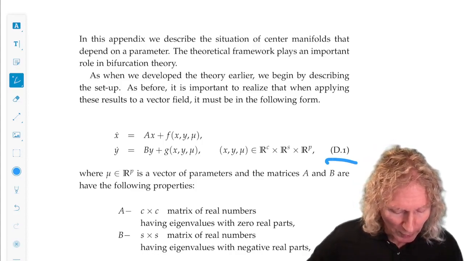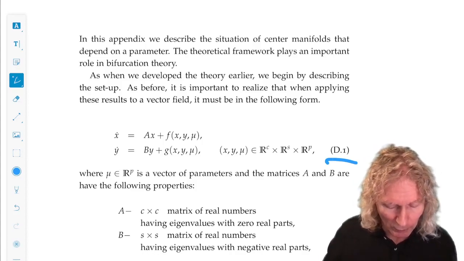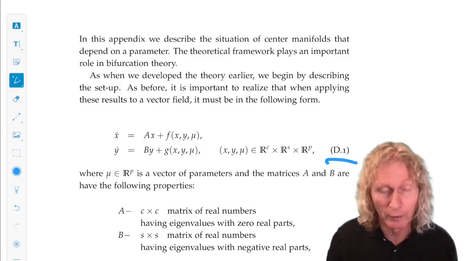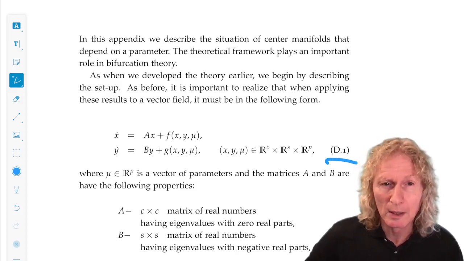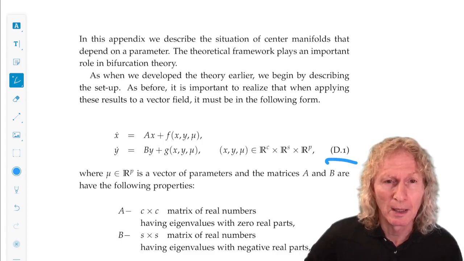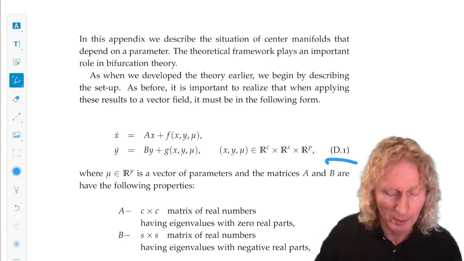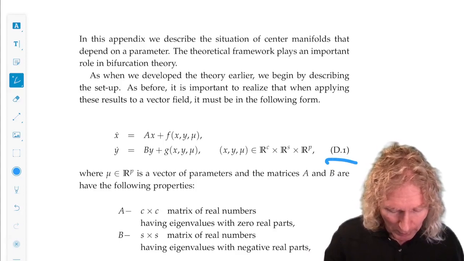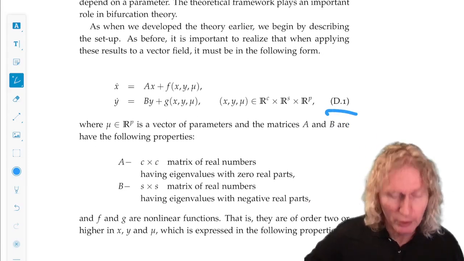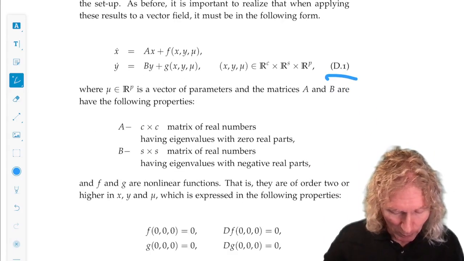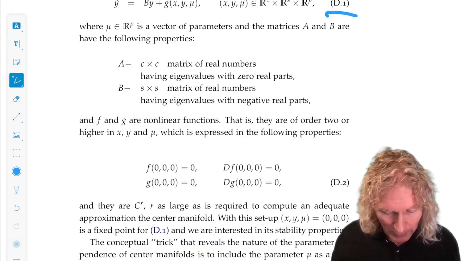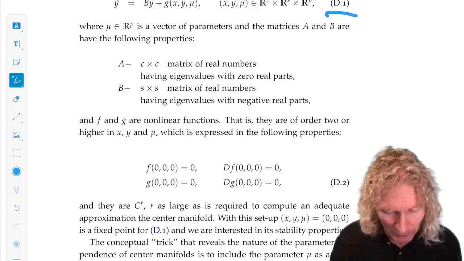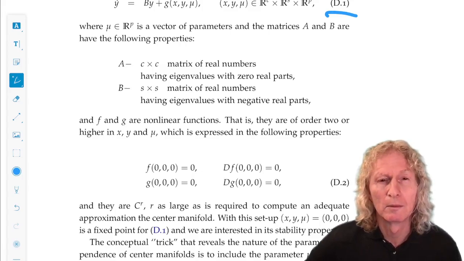So the usual assumptions: A is a c by c matrix of real numbers having eigenvalues with zero real parts. B is an s by s matrix of real numbers having eigenvalues with negative real parts. F and g are the nonlinear functions, now with mu involved in there. This is the condition on the nonlinearity.